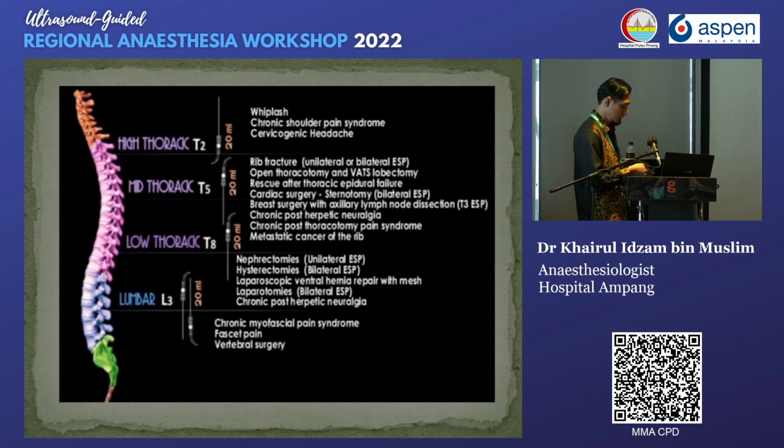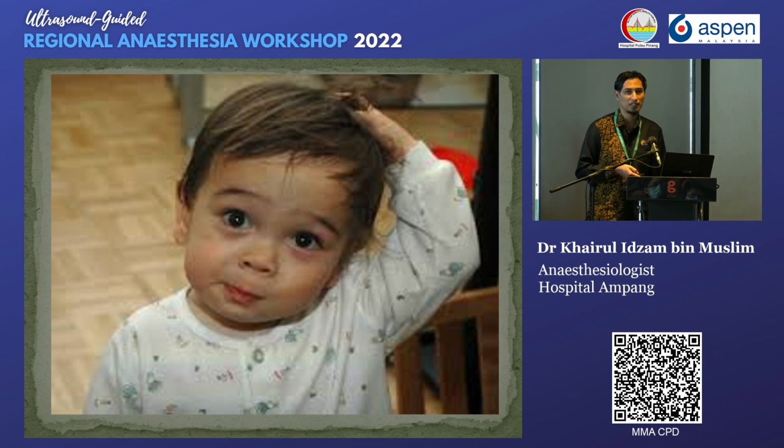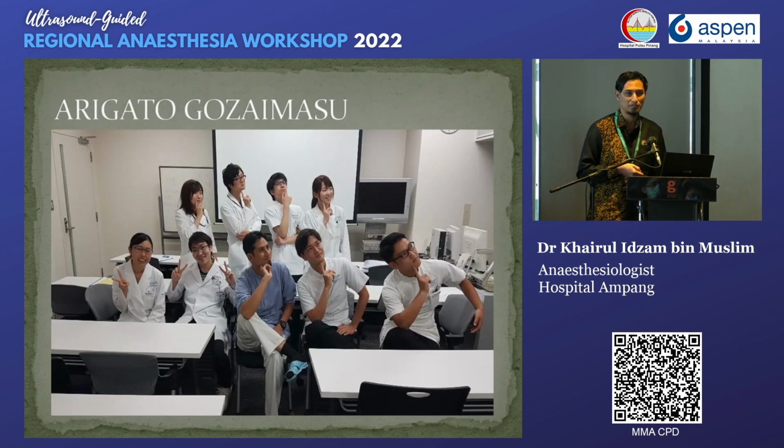For surgery, it is an alternative to PECS or serratus anterior plane block for breast surgeries with axillary lymph node dissection. Others, of course, include nephrectomies, hysterectomies, laparoscopic ventral hernia repair, laparotomies, and chronic postherpetic neuralgia. Confused? I hope you are not confused, and if you have doubts, you can ask questions after this. Thank you very much.